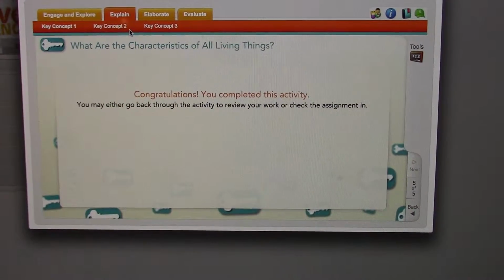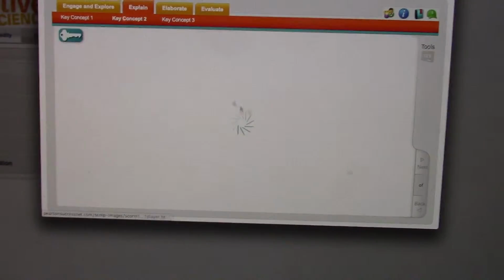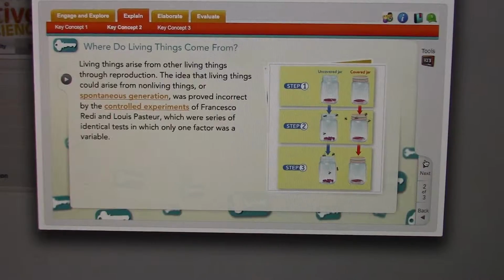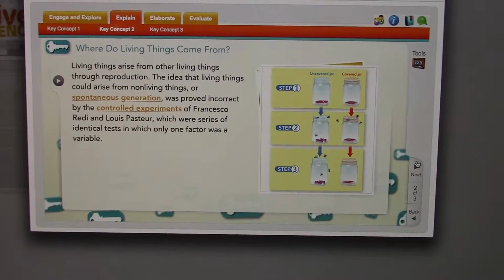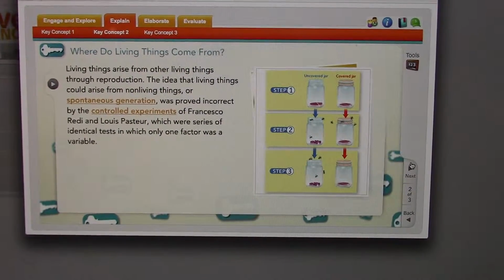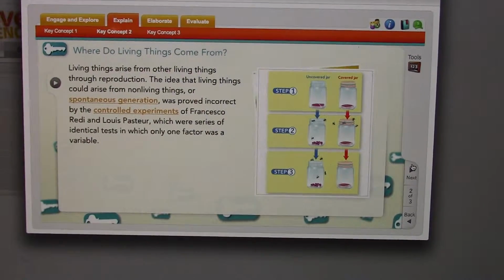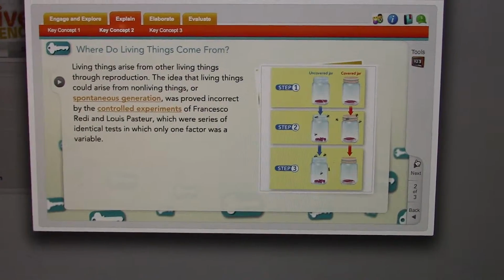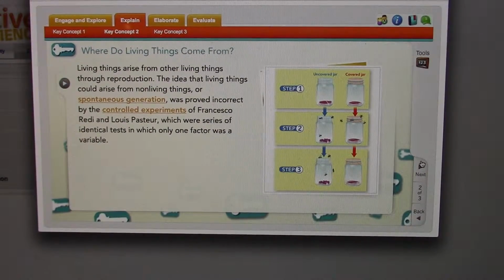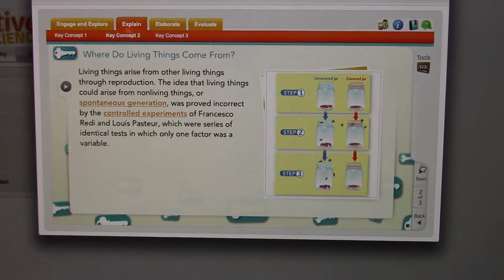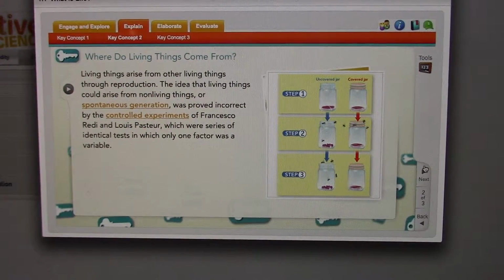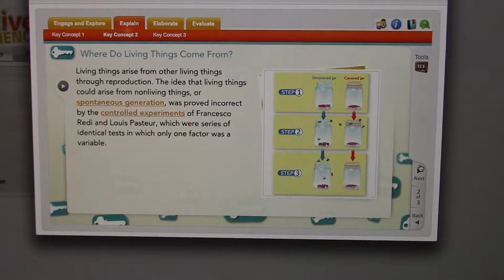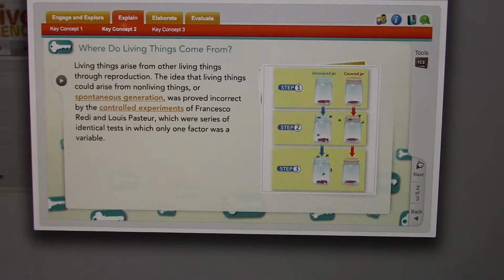On to the next concept we are going to need. We are going to need to know where living things come from, right? Living things come from other living things through reproduction, right? Living things do not just suddenly come into existence, although for a very long time people thought that is what happened. There was a theory called spontaneous generation, but that was proven incorrect by the controlled experiments of Francesco Redi and Louis Pasteur, of which there were several identical tests, in which only one factor was a variable.